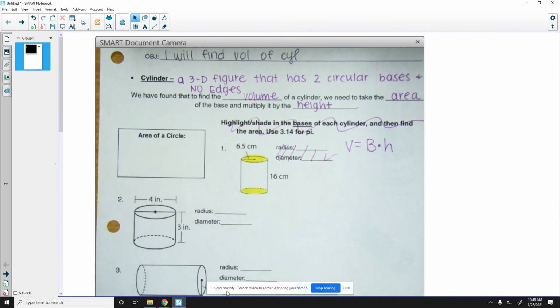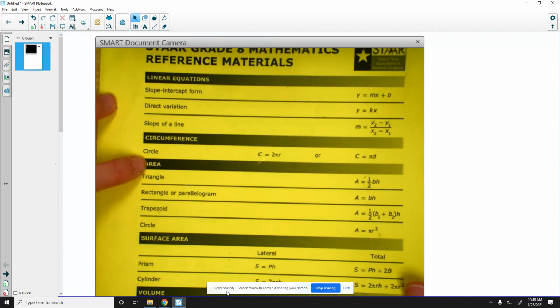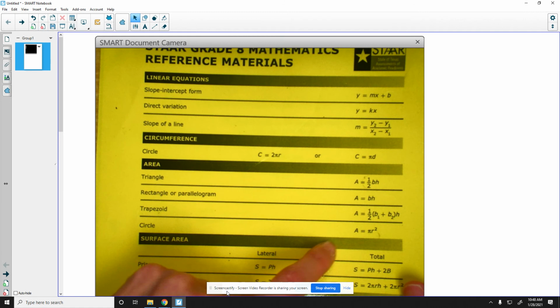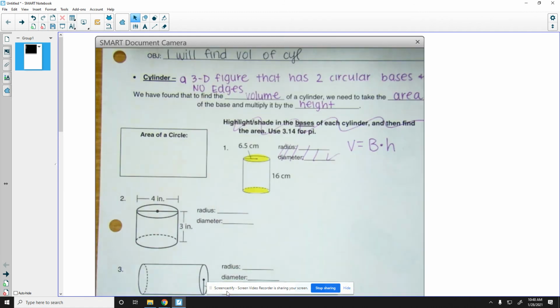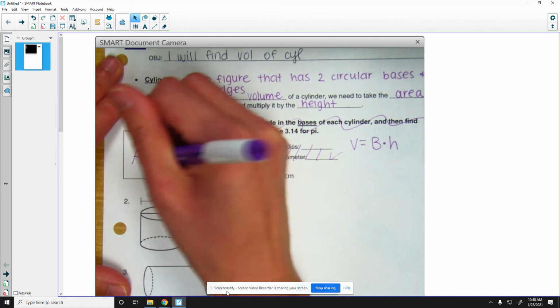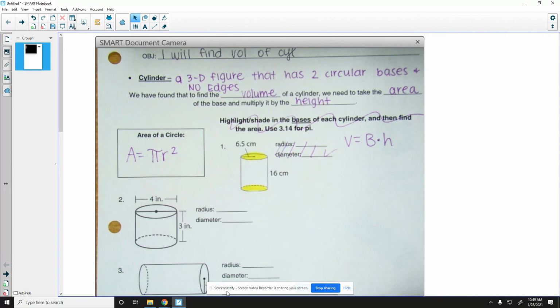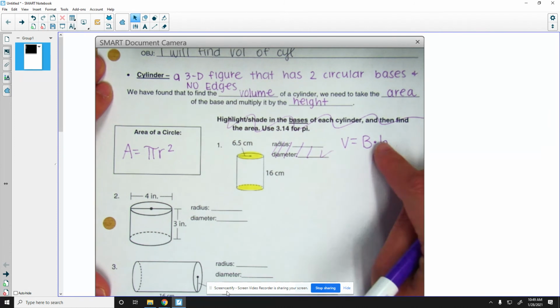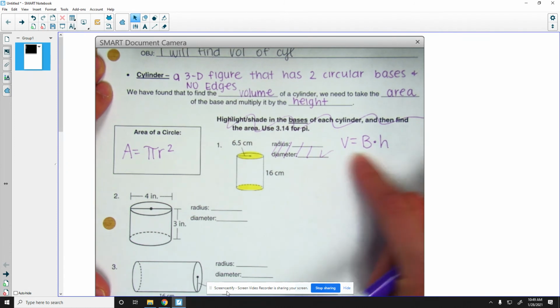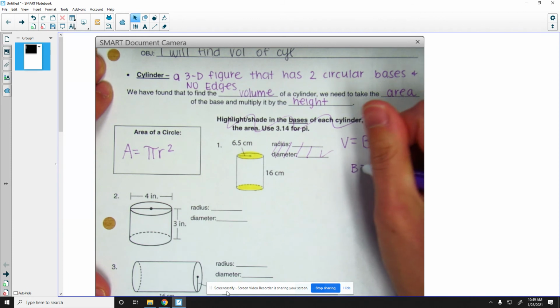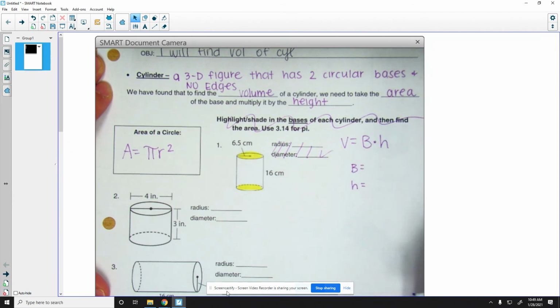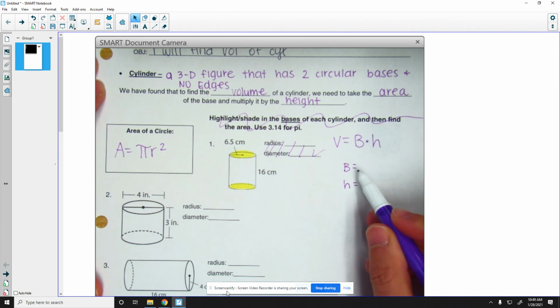I don't know the area of a circle offhand, but the area of a circle is pi r squared. So A equals pi r squared. Okay, so this is how I'm going to show my work for the next 2 chapters. If this is my formula, that means I have to figure out what B is and figure out what H is to be able to find the volume. So capital B means the area of the circle. The area is pi r squared.